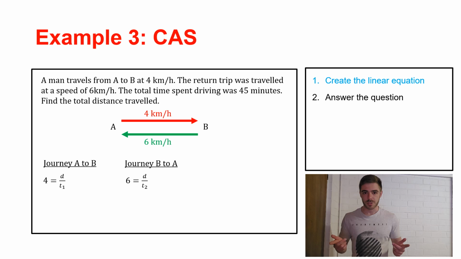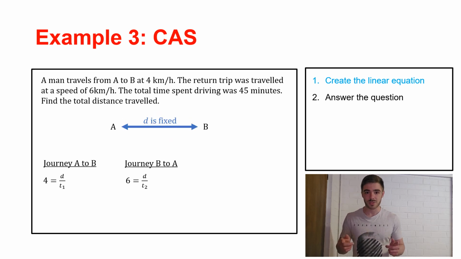A and B are fixed points. The distance between them is always going to be identical. So the only thing that's actually changing is the speed and the time. If you travel faster to your destination, you get there earlier. So currently we have 2 equations, but we actually have 3 unknowns.